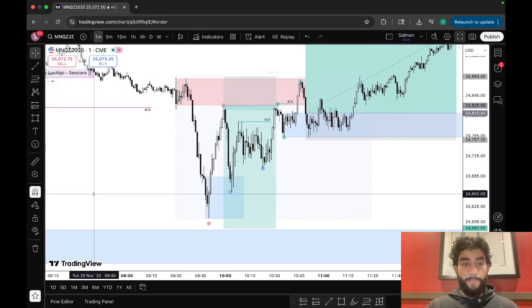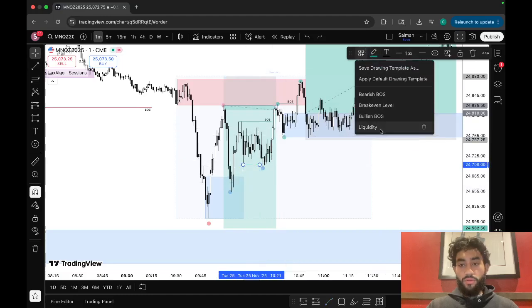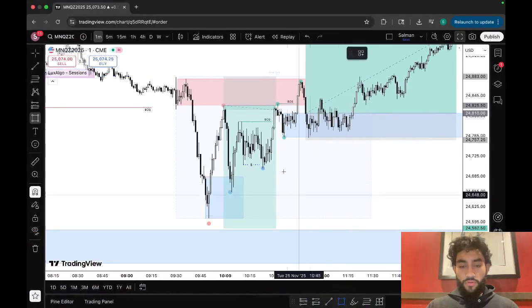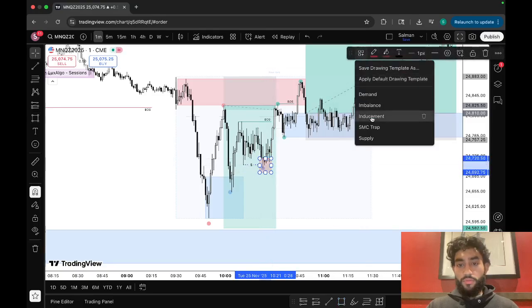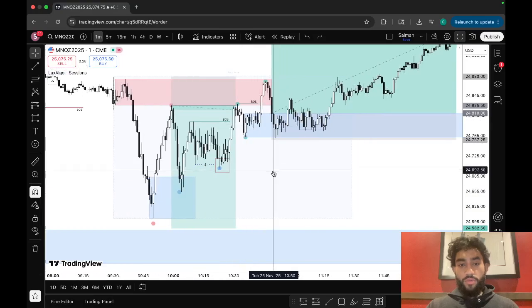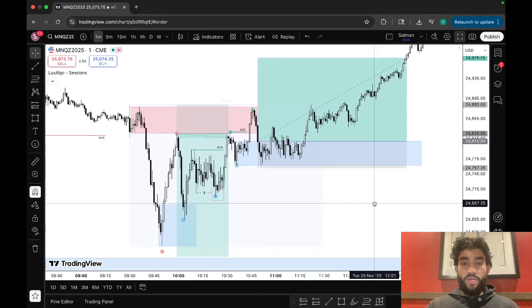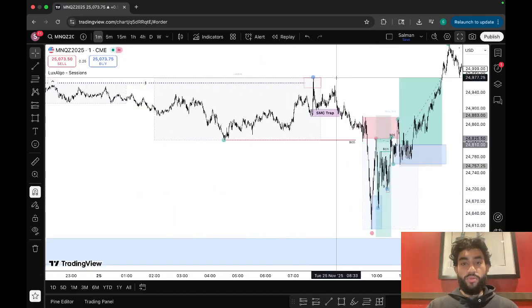What did I see? Price was coming here, respected this demand zone. It was a sweep right here. Sweep right there, followed by an inducement. Price came up, had a zone, broke structure, which is my entry. As you can see, buyers were in control of the market. I had a liquidity target up here.